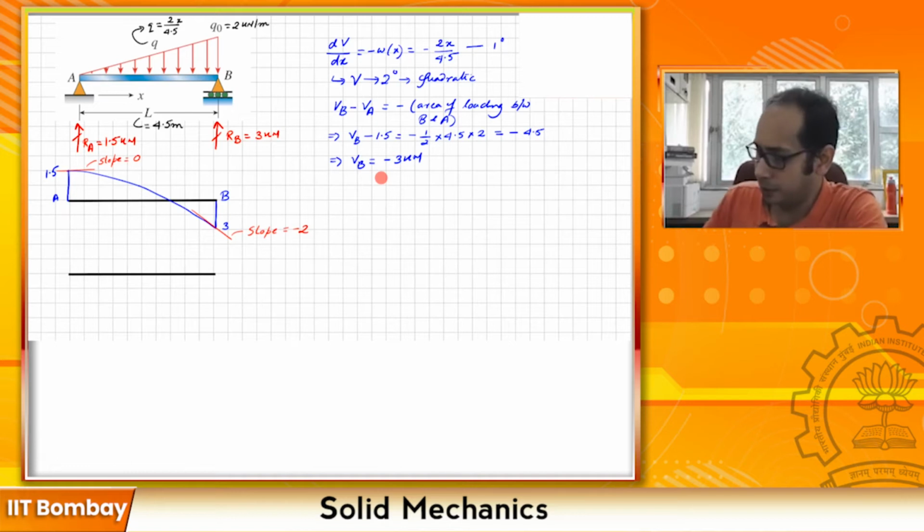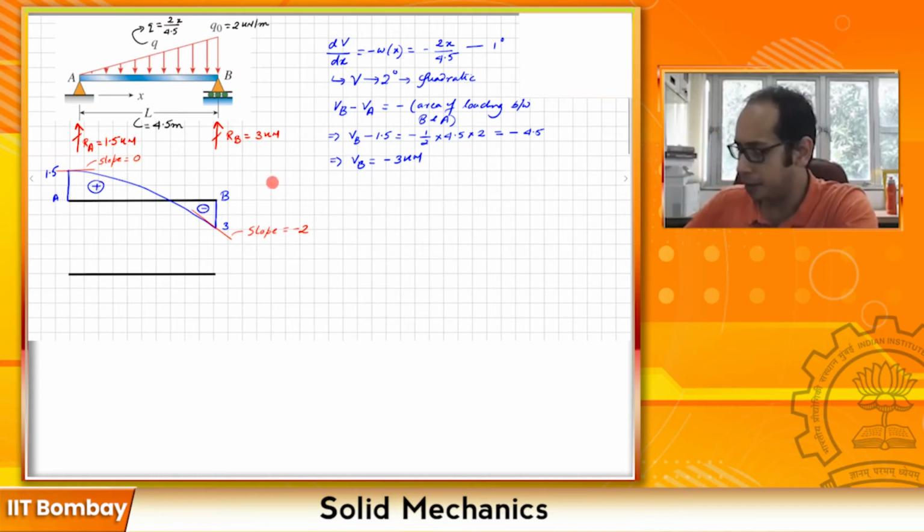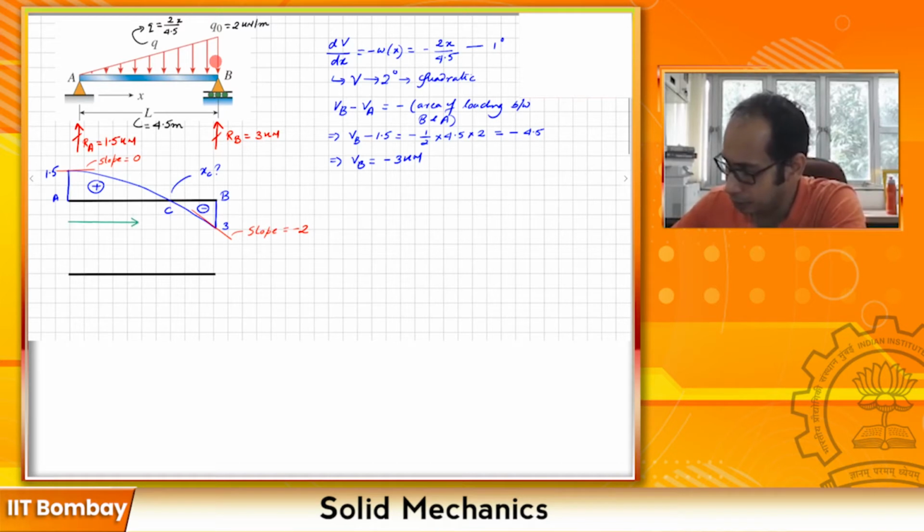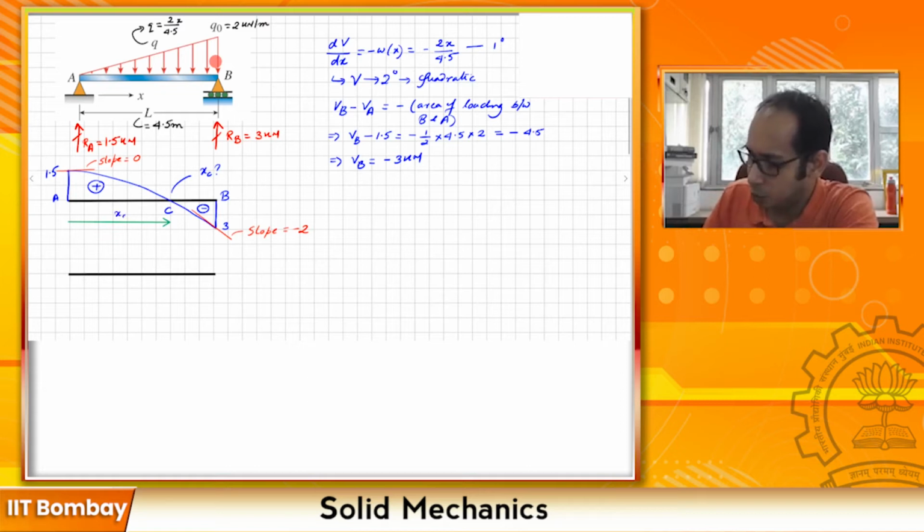Okay, so now as you can see, here I have a positive part and a negative part. Now the question is, where does this happen? Where does V equal 0? I'll mark this point as C over here. So what is this XC, where XC is the distance from the left end to this point? How do we compute XC? Pretty straightforward. I know the shear at A is 1.5. I know the shear at C is 0.